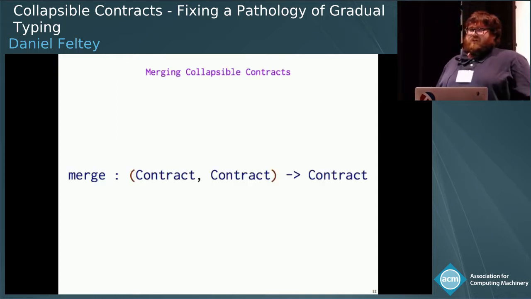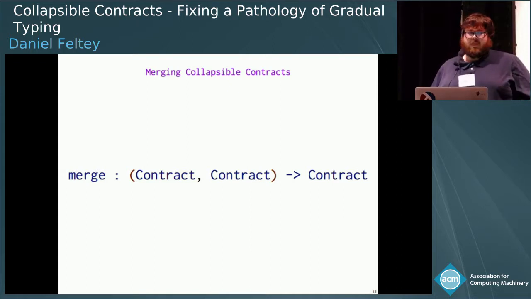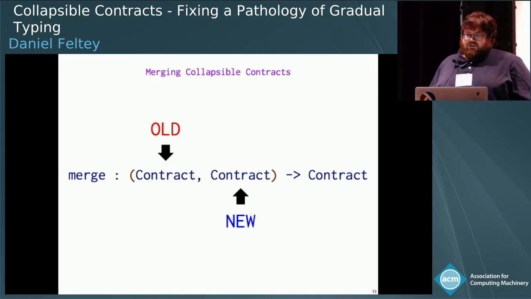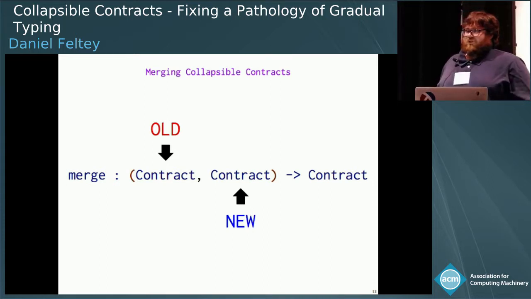So the other piece we want is that if we don't want to build up contracts, we need a way to combine them. So we want this merge function that's going to take two contracts and produce, hopefully, some smaller contract. And just as convention, we'll take the old contract that's already on a value first, and the new one that we're about to attach second. So every time that we attach a new contract, we'll call this merge function, combine the two, and put that value on our function instead of putting them both on.